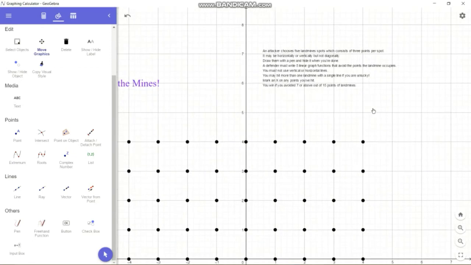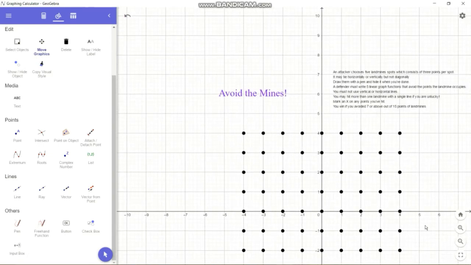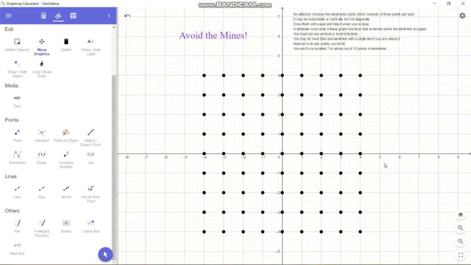Okay, so in this game, there are a total of 81 points. So the first step is the attacker has to choose 5 landmine spots which consist of 3 points per spot. So out of all these 81 points, they have to choose 5 spots which consist of 3 points, so that the total is 15 points.